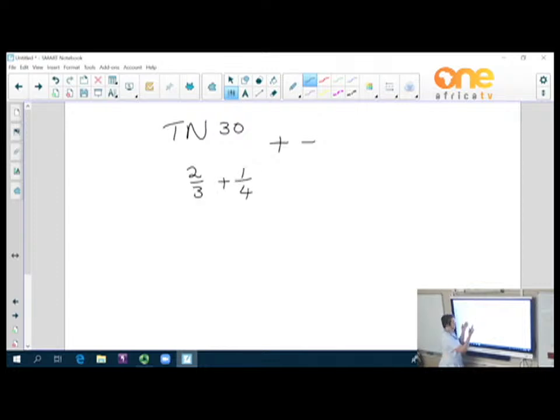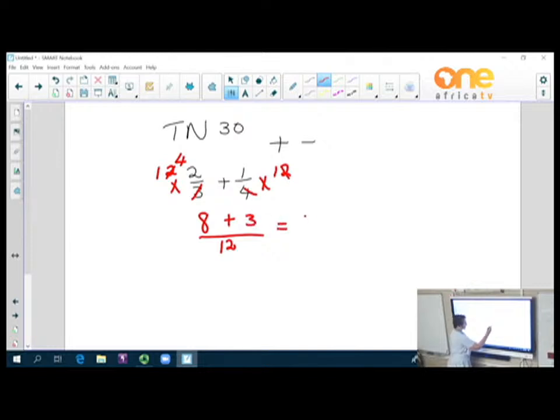When we add, we need to find the LCM, the lowest common multiple. In this case, the lowest common multiple is 12. So this one is 4 times bigger. Just look how I got this. In algebra, this method works very well. So it is 8, plus 3, and my answer is 11/12.